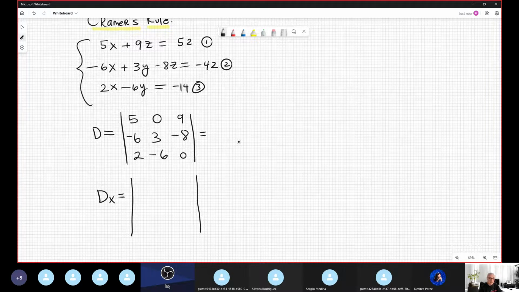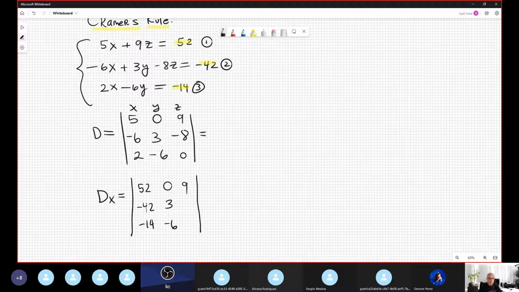except that you replace the first column, that by the way is the column of the x, with the right-hand side numbers, 52, negative 42, and negative 14. So it is 52, negative 42, negative 14, and the rest stay the same. And of course, we compute this. But not now.